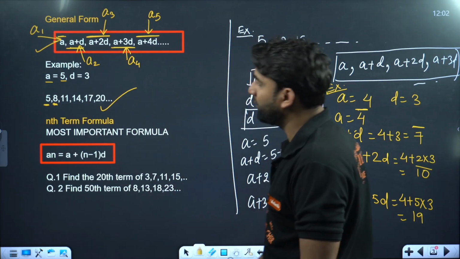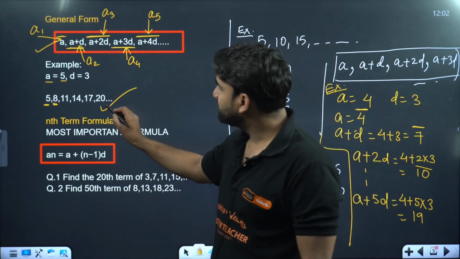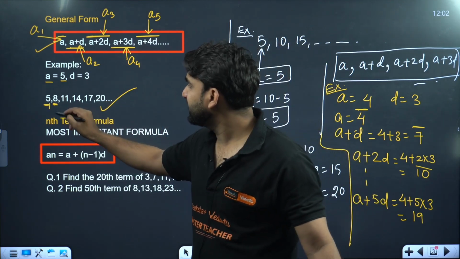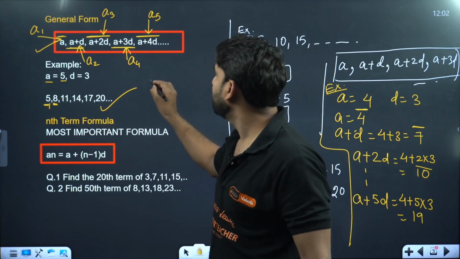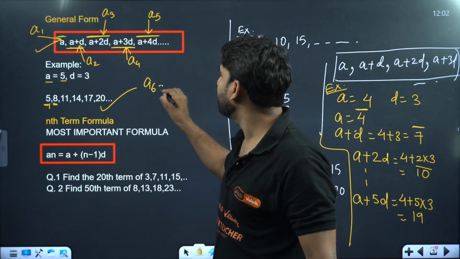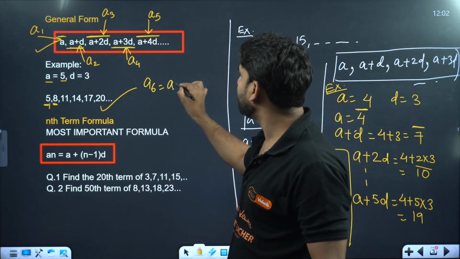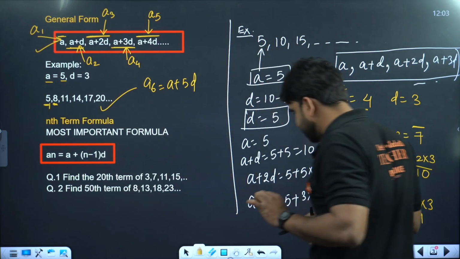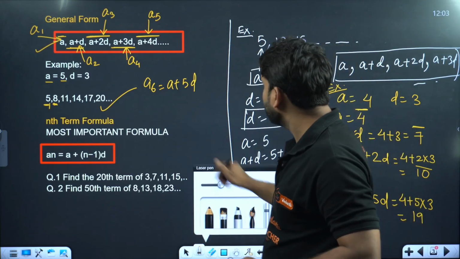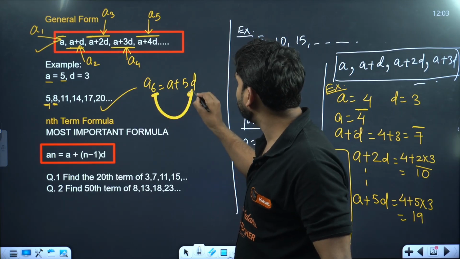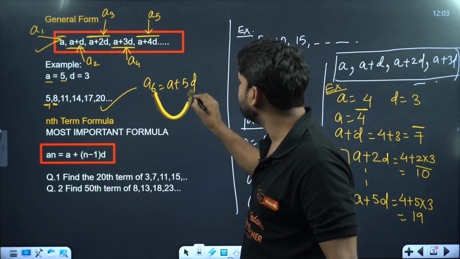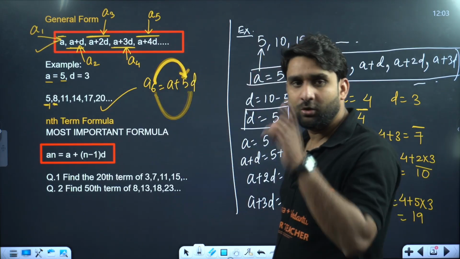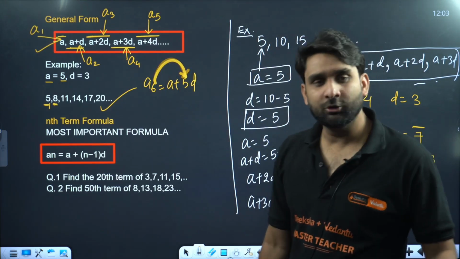Similarly, suppose a term in the AP is equal to 20. We can verify which term is 20: first, second, third, fourth, fifth, sixth. Let's verify whether the sixth term will be 20 or not. For the sixth term, the formula will be A plus 5D. If we are calculating the sixth term, can you see here, D is 5. For this 6, we are taking D as 5. Always take one less number of D. I hope you are getting my point.